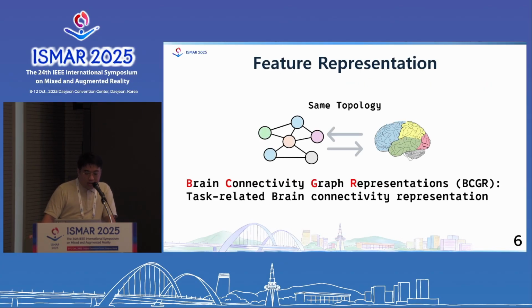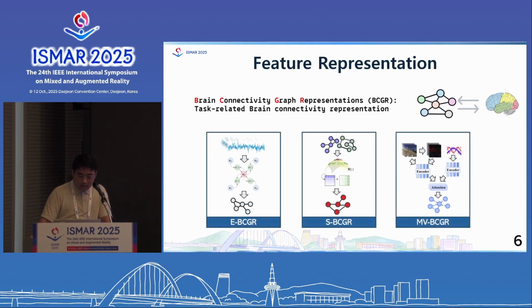Our method is centered around the brain connectivity graph representations, or BCGR. This is a task-oriented brain connectivity representation whose topology is the same as the spatial layout of brain regions. The construction of BCGR is driven by multiple strategies, including neural networks or matrix representation. It comes in three variants.